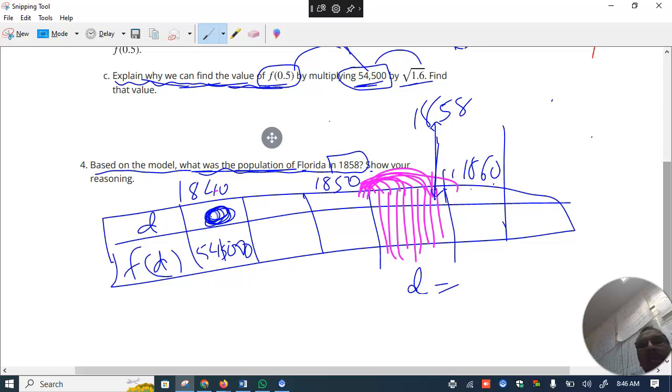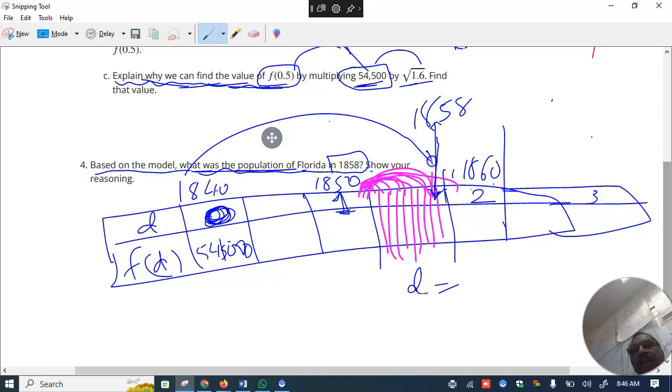So if this is 0 and if this is 1, what is this number here? How do we figure that out? Because this is 2, right? 2 decades. Then you have 3 decades, but in between something is happening. What is that? So how many decades is from 1840 to 1858? Starting from 1840, all the way you go to 1850. How many decades is it?